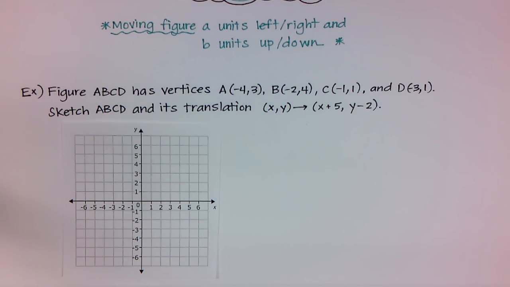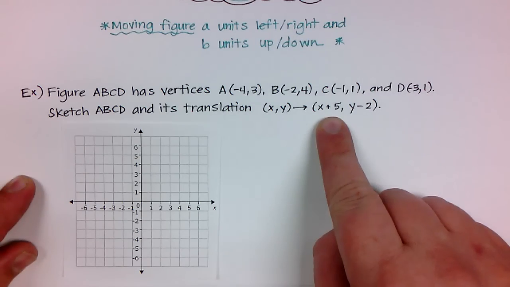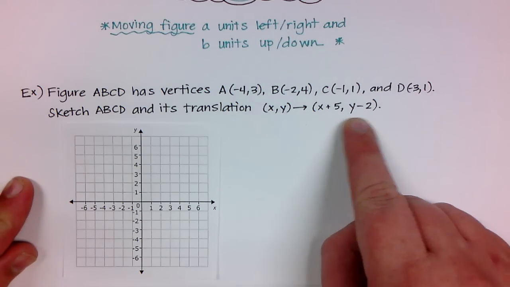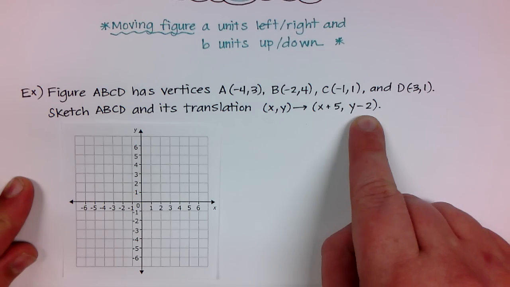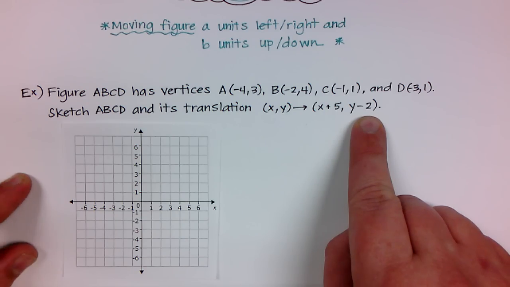Figure ABCD has vertices of the following. A is -4, 3, B is -2, 4, C is -1, 1, and D is -3, 1. It wants us to sketch this image and then also sketch its translation. And the translation is adding 5 to the x and subtracting 2 from the y. So this means it's going to go right 5 and down 2.